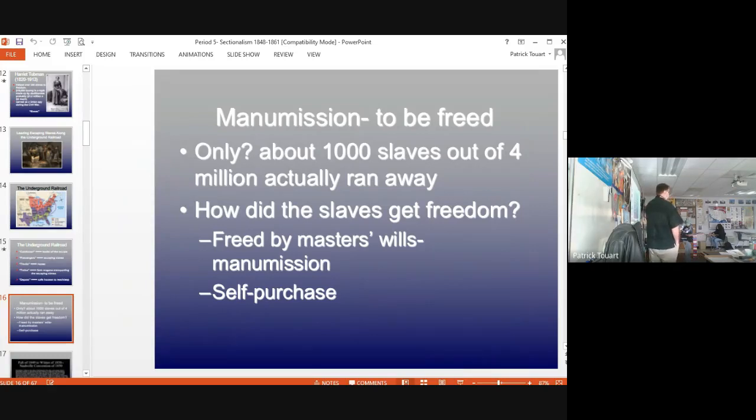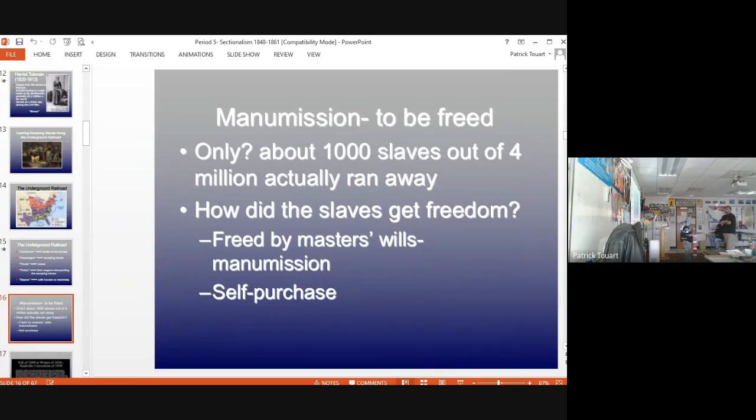What was typical more often was what we call manumission. To manumit, it's a verb, to free one's slaves. So this is far more common. So in other words, freemen typically were free because of manumission, not because of runaway status.